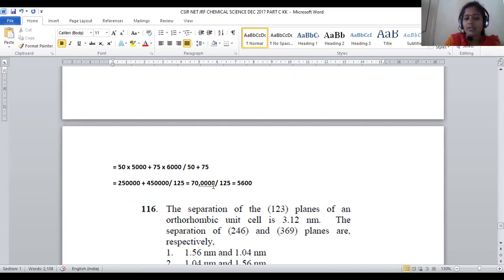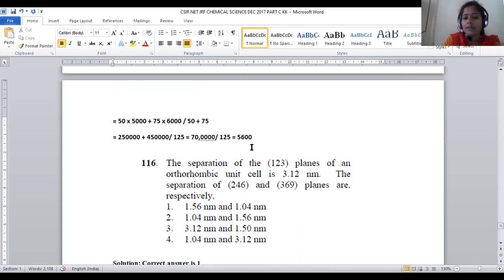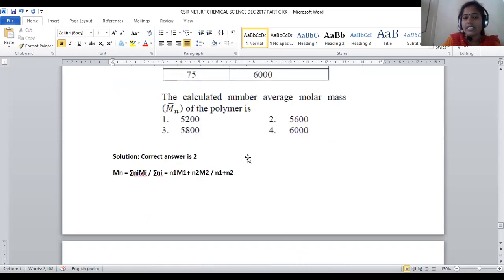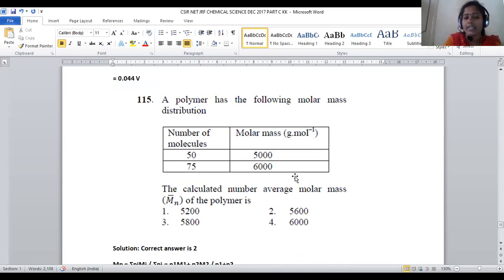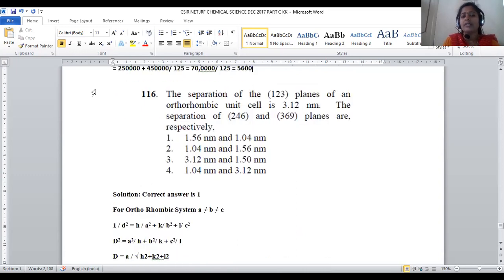Summing all these gives 7 lakh. When we do this calculation, the Mn bar, which is nothing but the number average molar mass, will be calculated as 5600. 5600 will be the correct answer. For question number 115, option number 2 will be the right answer. Let us move on to question number 116.